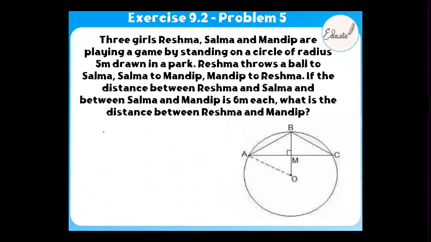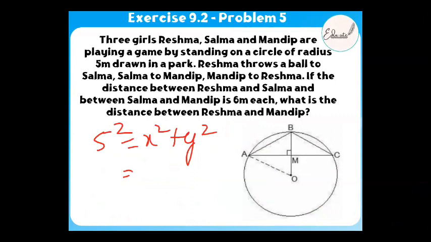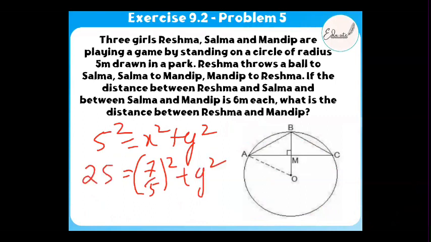Will you apply in the first equation? 5 square is equal to x square plus y square? Okay, what is the value of x, beta? Is it not 7 by 5? We have already found out. Yes. 7 by 5 whole square plus y square is equal to 25. So we are going to just find y, okay? How are we going to find y now, beta? 5 square is 25. Let's keep it as it is.